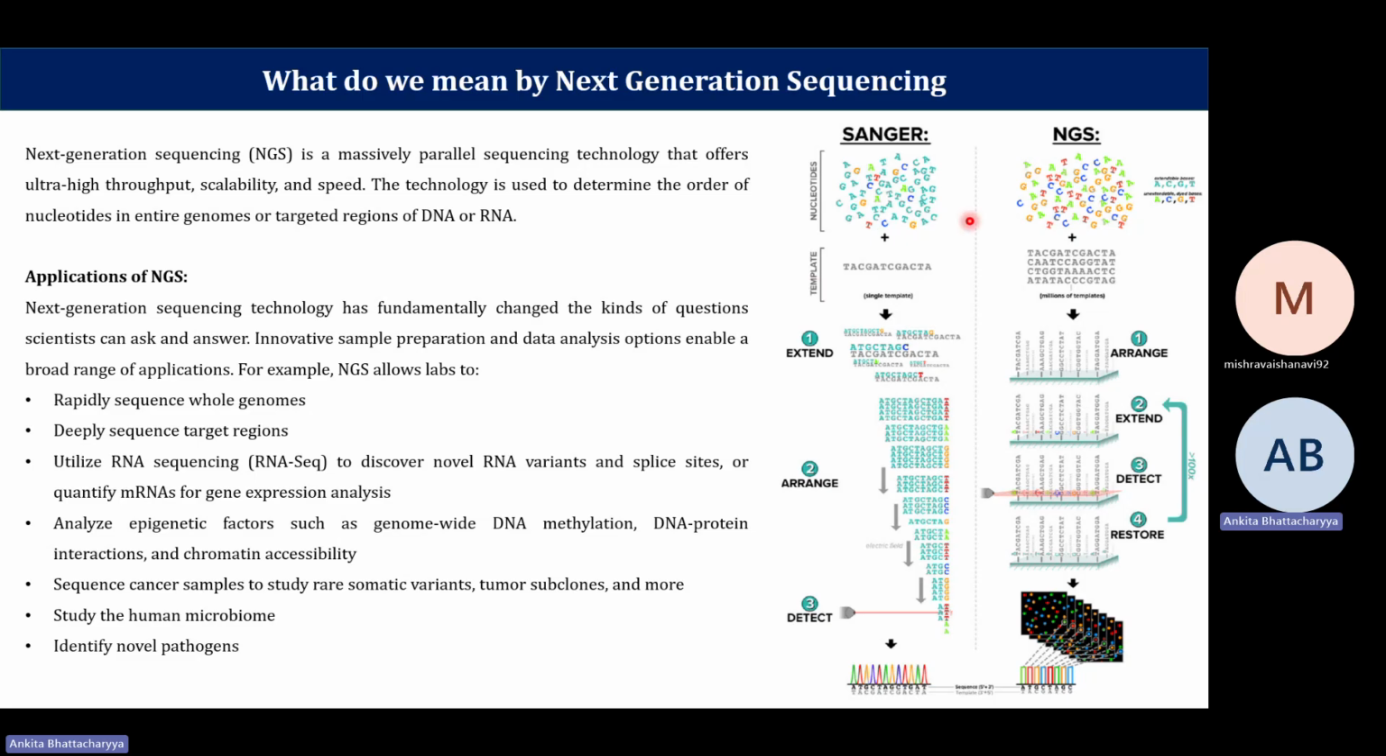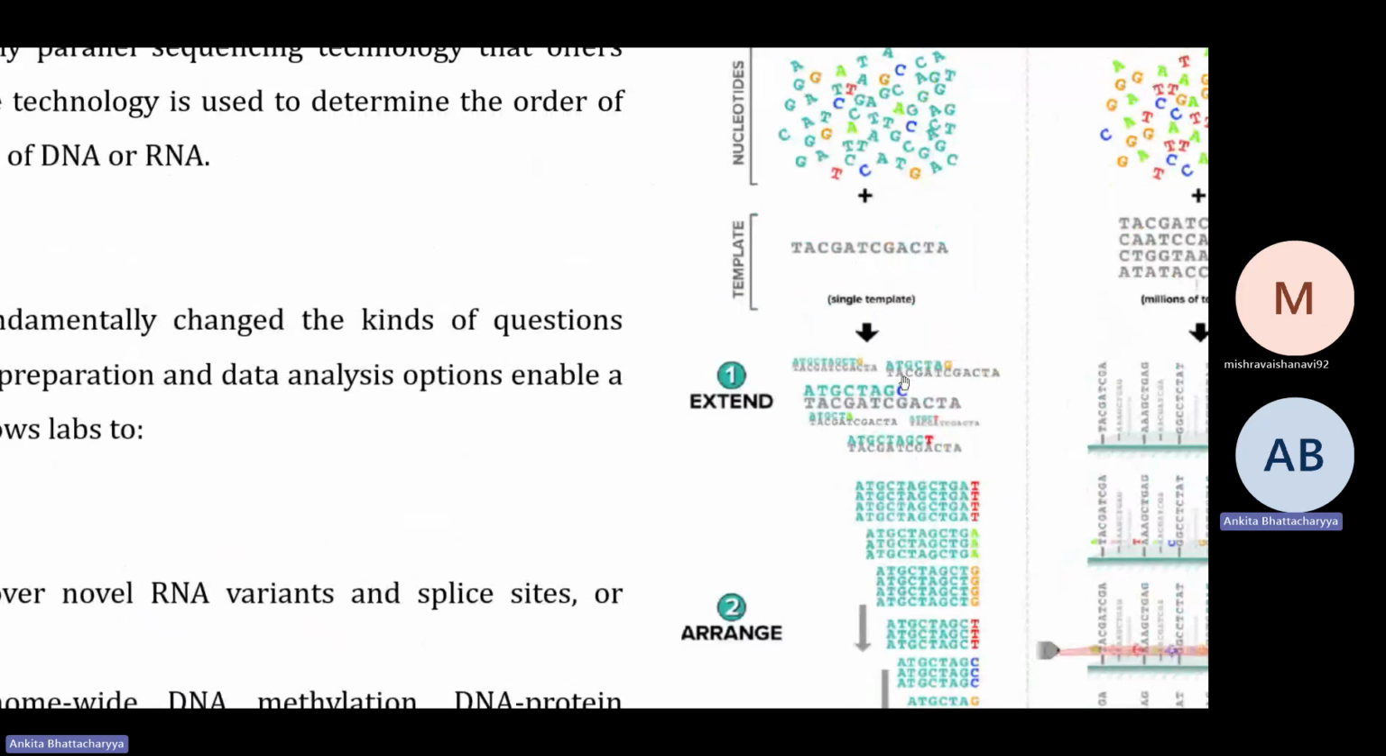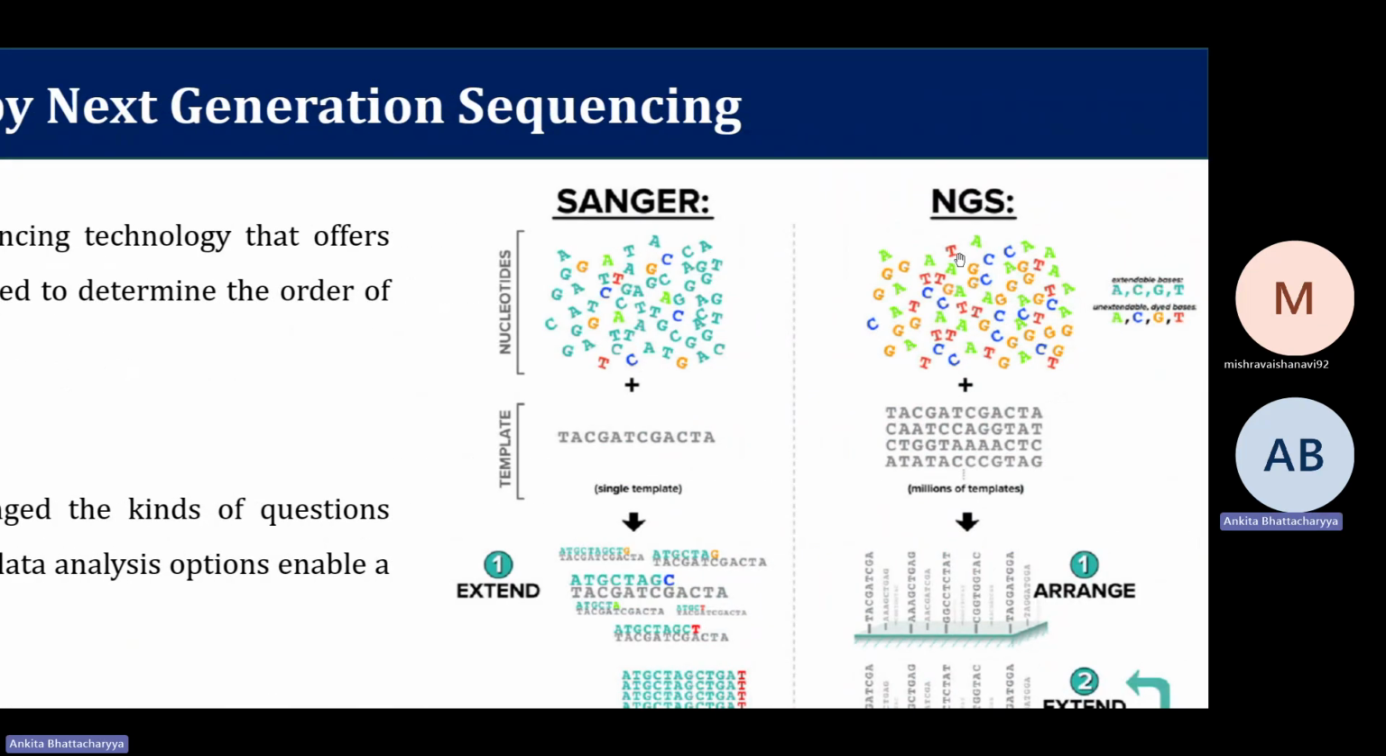So, coming back, what we see here is a comparison between Sanger sequencing that I mentioned just previously and NGS, or next generation sequencing. Let me just zoom in a little bit. What you see here are the starting materials. You have nucleotides and you have template. For Sanger sequencing, you will have one single template.